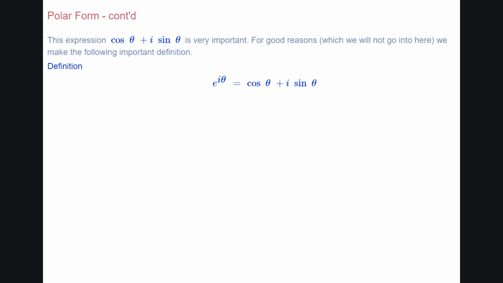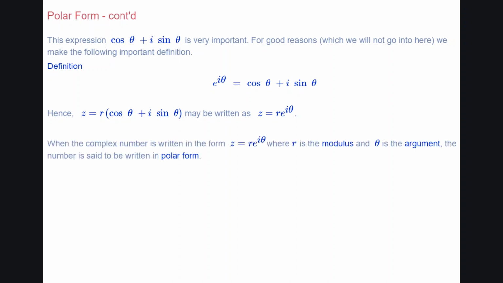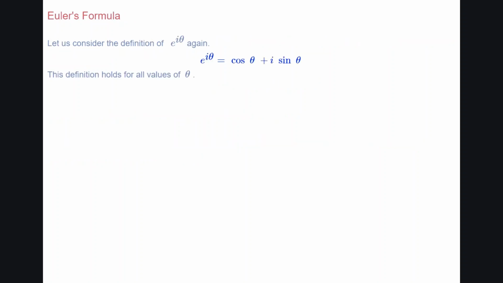For good reasons, which we won't go into here, we make the following important definition. We define e to the i theta to be equal to cos theta plus i sin theta. Hence, z equals r times (cos theta plus i sin theta) may now be written as z equals r e to the i theta. And when the complex number is written in this form, z equals r e to the i theta, where r is the modulus and theta is the argument, the number is said to be written in polar form.